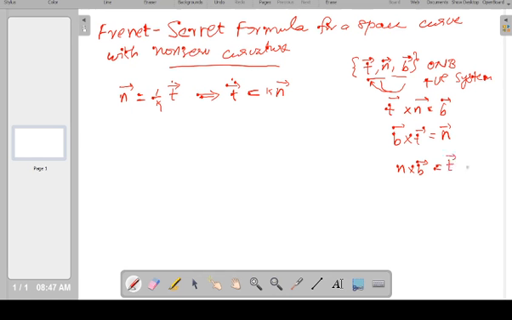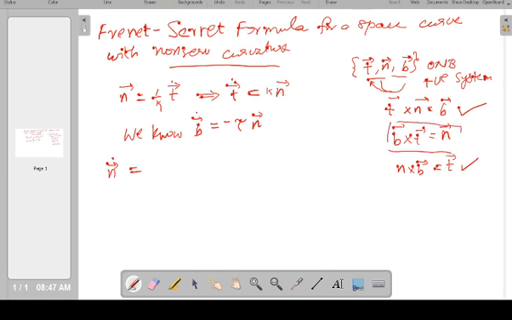T dot is kappa n. Derivative of T we have found out, it is kappa n. Now we know B dot. B dot is minus tau n, where tau is the torsion. This also we have learned. Now we will compute what is n dot. So n dot is equal to, differentiate this expression.